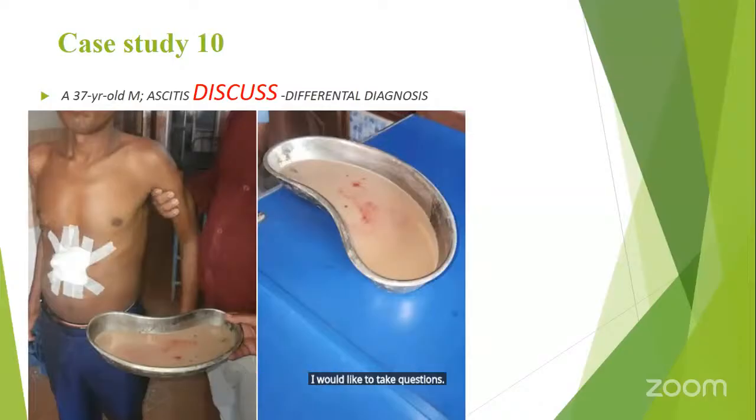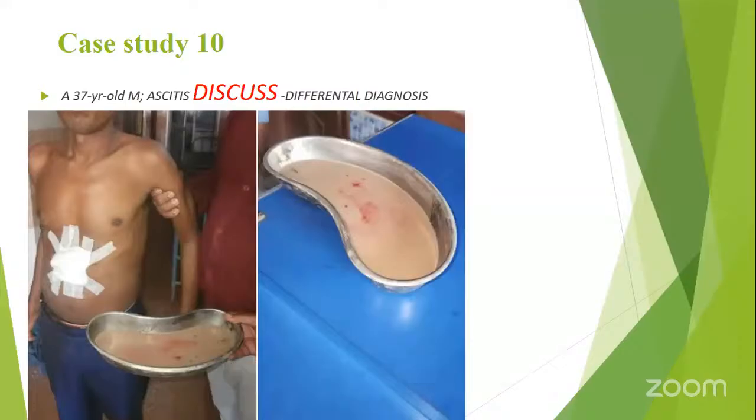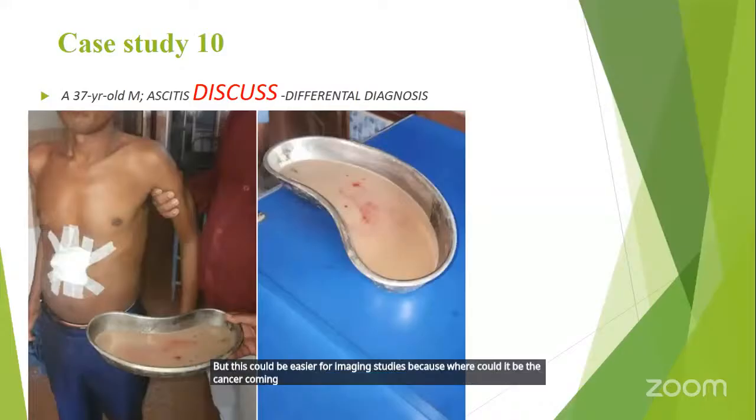Ideally, he has done what we want to do on this one. Apart from that, if he was the one who had seen the patient first, he should even refer for imaging studies, like ultrasound or X-ray. This patient could be having a mild disease. Even he could be having a tumor in the stomach that has ruptured or metastasized. On Romanowski stains, you are able to identify cancer, but imaging studies could be easier, because where could the cancer be coming from? Then that's the treatment site.